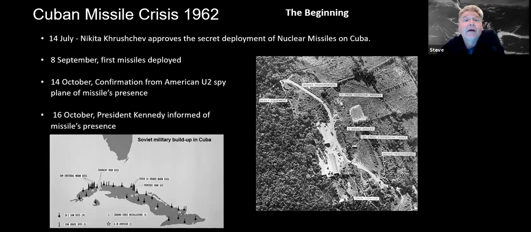Then the crisis. On the 14th of July, Nikita Khrushchev, the Soviet premier, approved the secret deployment of nuclear missiles on Cuba. They were actually first deployed on the 8th of September. And on the 14th of October, the Americans suspected something was going on, but there was confirmation from a U-2 spy plane of the missiles' presence, or at least the means to fire them. And then on the 16th, President Kennedy is informed of the missiles' presence.